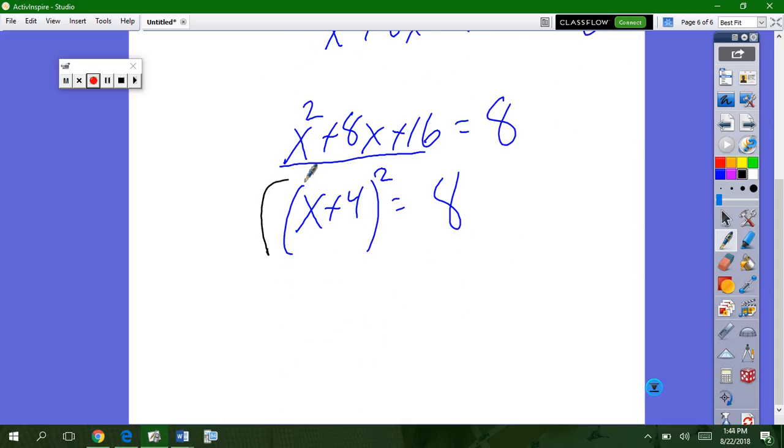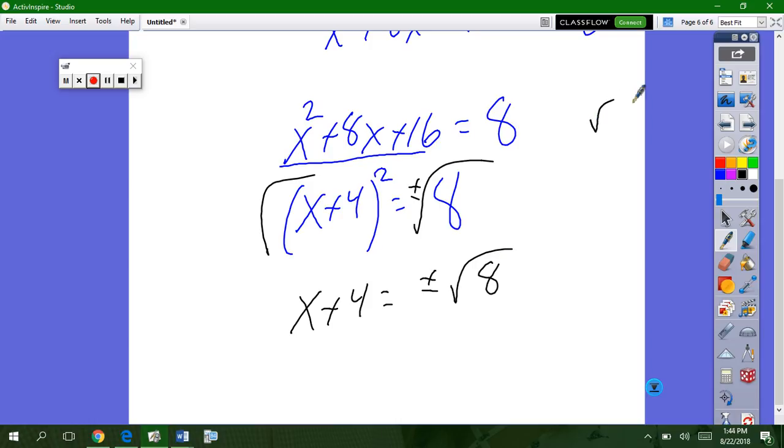Take the square root. But once again, when I take the square root, what do I need to do? Plus or minus. So I'm at x plus 4 equals plus or minus root 8. But I don't like root 8. Because I need to go ahead and break him down. 2 and 4. 2 and 2.